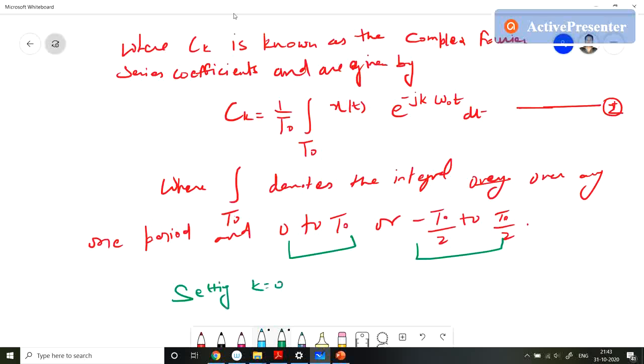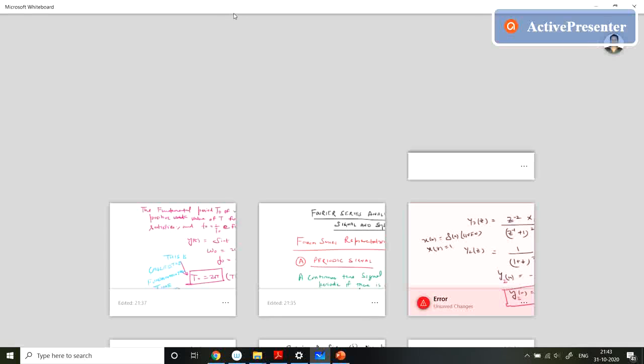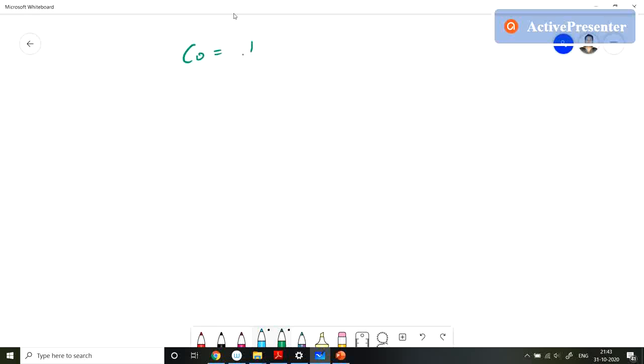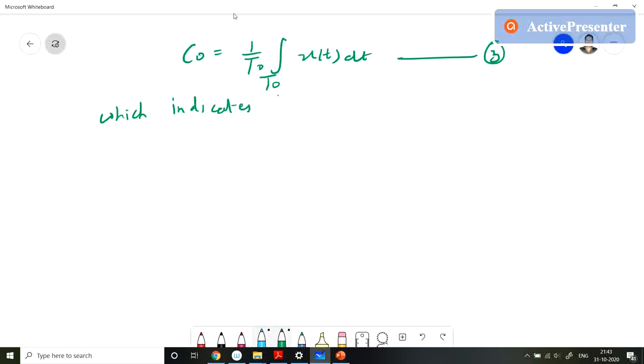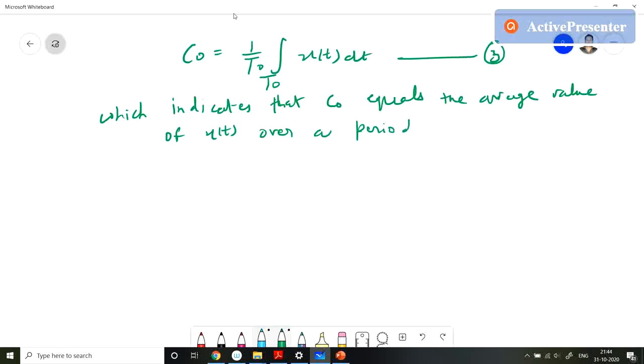So if we set k = 0 in equation 2, we obtain c naught = 1 divided by T naught integral of x(t) dt, which indicates that c naught equals the average value of x(t) over a period.